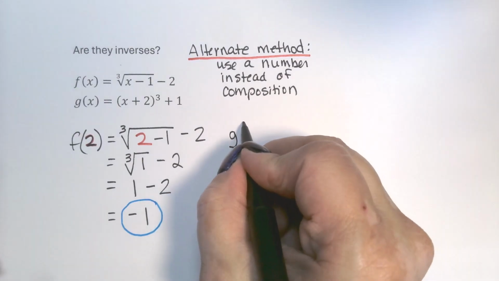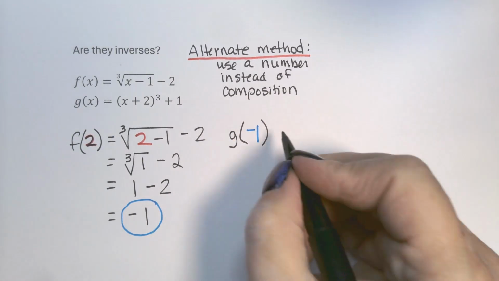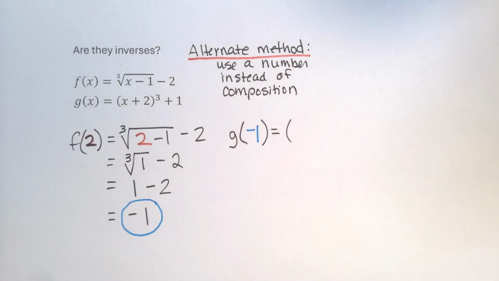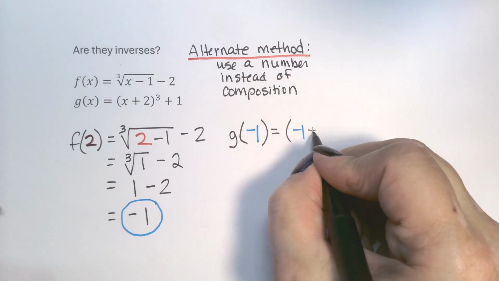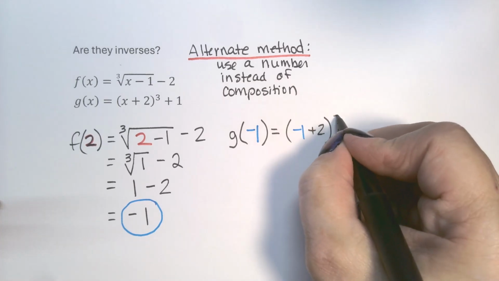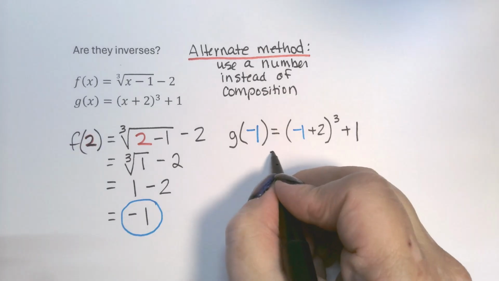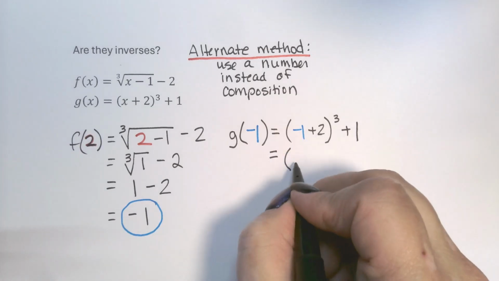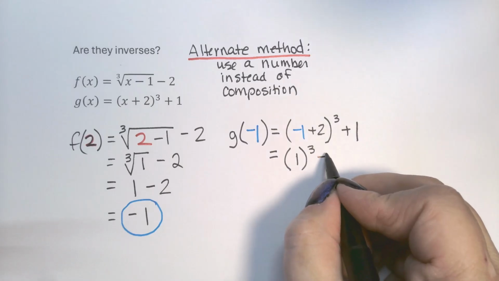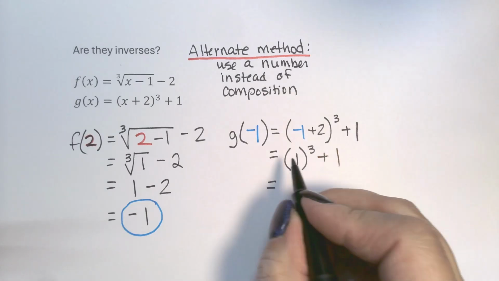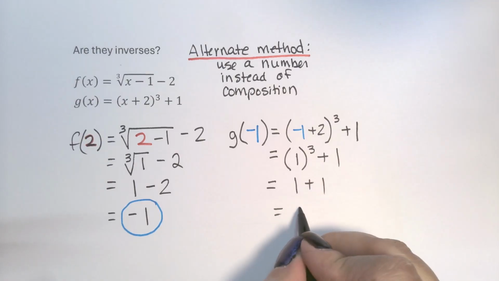So now I'm going to go g of negative 1. What I've got here then is negative 1 plus 2 raised to the third power plus another 1. Let's work this out. Negative 1 plus 2 is a positive 1, and I'm going to cube that. Add 1 to it. 1 cubed is 1. So I have 1 plus 1, and that equals 2.